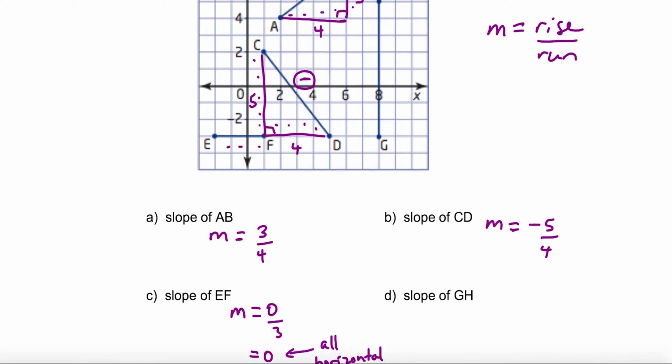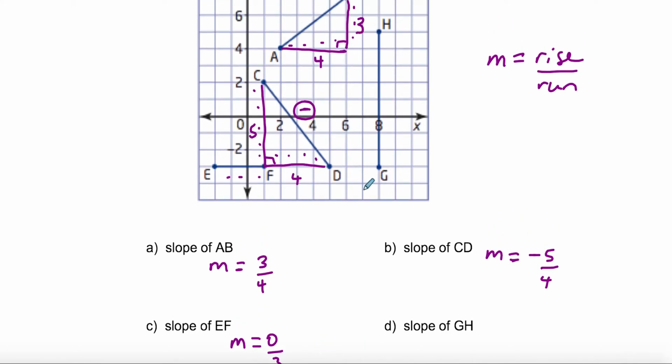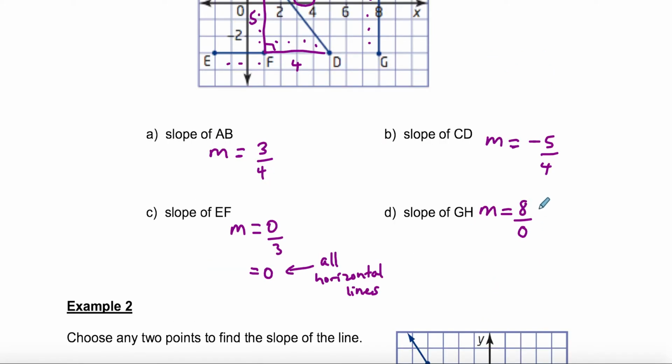And then the slope of GH, this one is vertical. It's a vertical line. The rise, 1, 2, 3, 4, 5, 6, 7, 8. So the slope here, the rise is 8. But the run, if I look at how far sideways this line goes, the run would be 0. So any number divided by 0 in math, you're not actually allowed to divide by 0. So you would get an error on your calculator if you type that in. You could try it and check. Therefore, we say this slope is undefined.